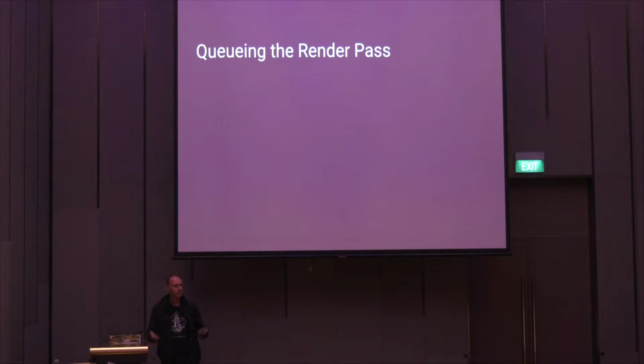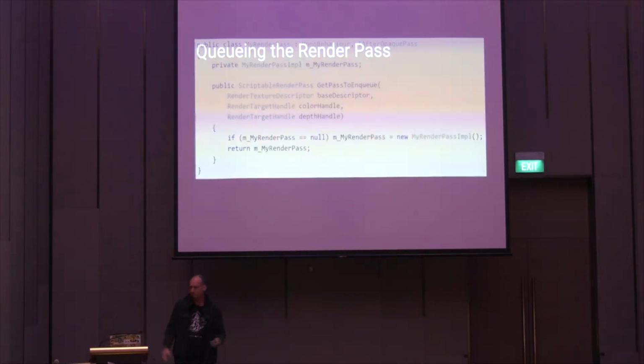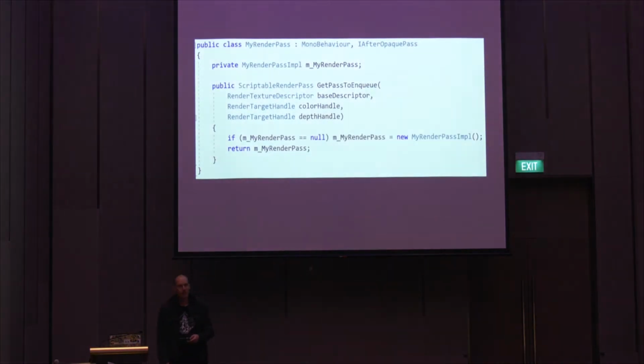So how do we actually then, we've got this render pass, how do we actually tell the lightweight render pipeline to use it? We have some interfaces we can override here. So here in this class we have IAfterOpaquePass. So that means this get pass to enqueue function is going to get called after all the opaque objects have been rendered.